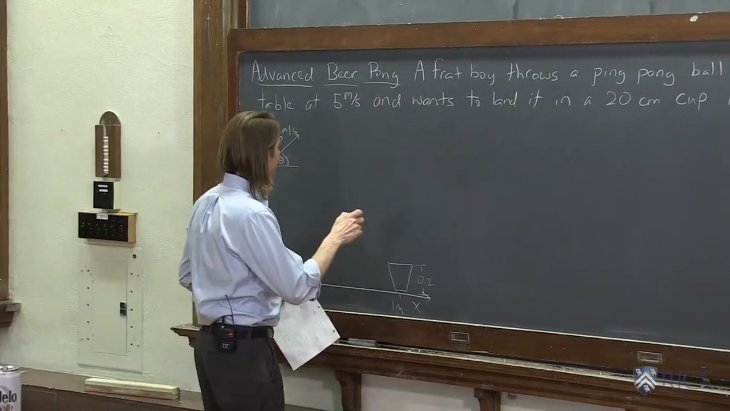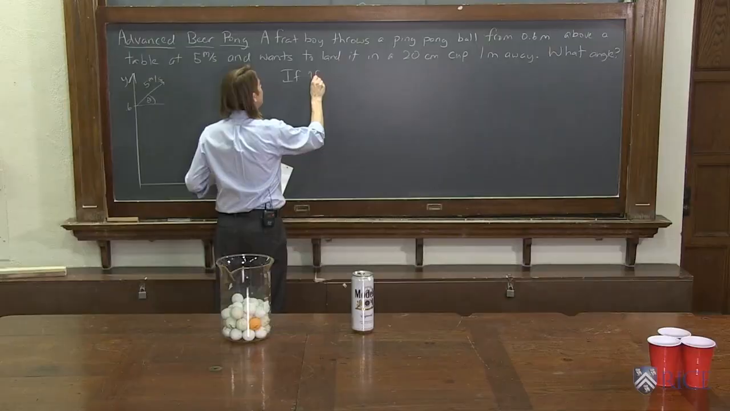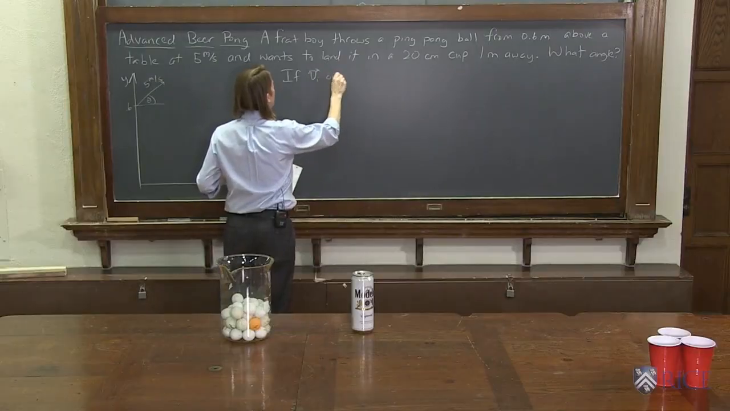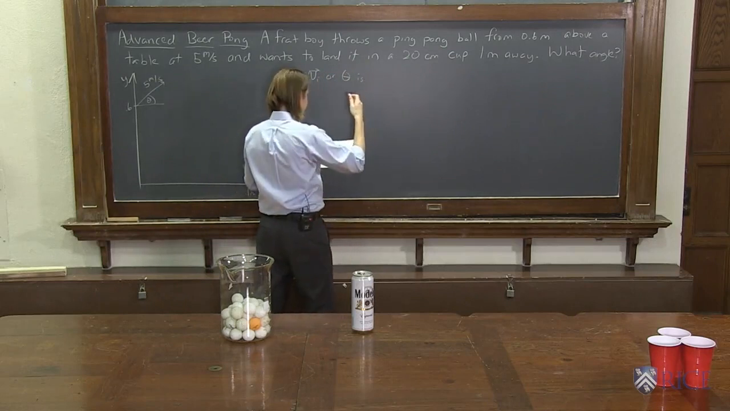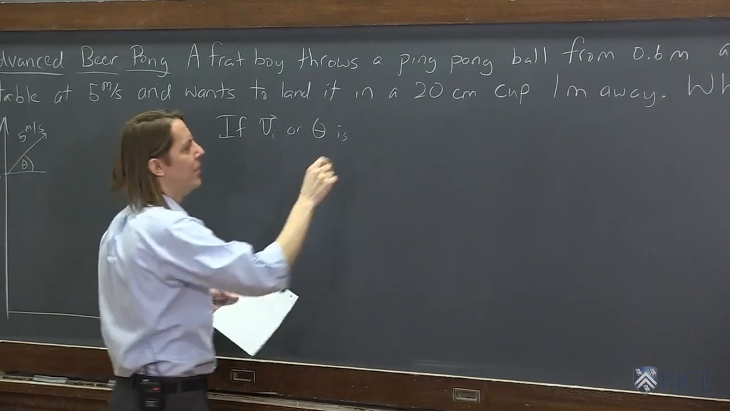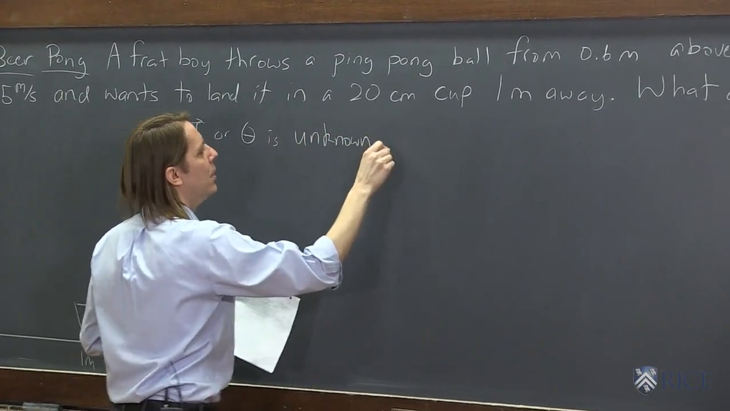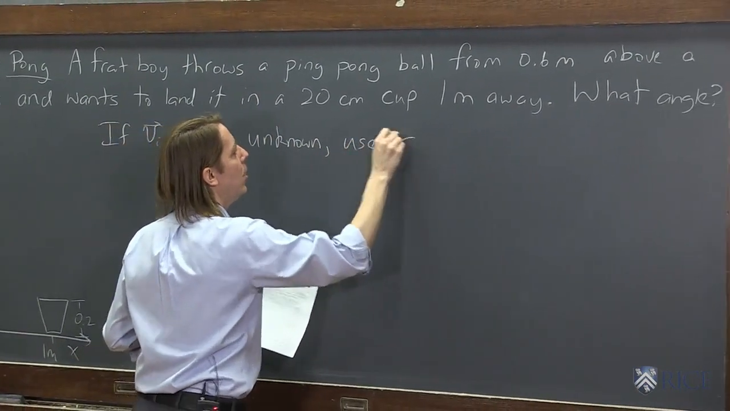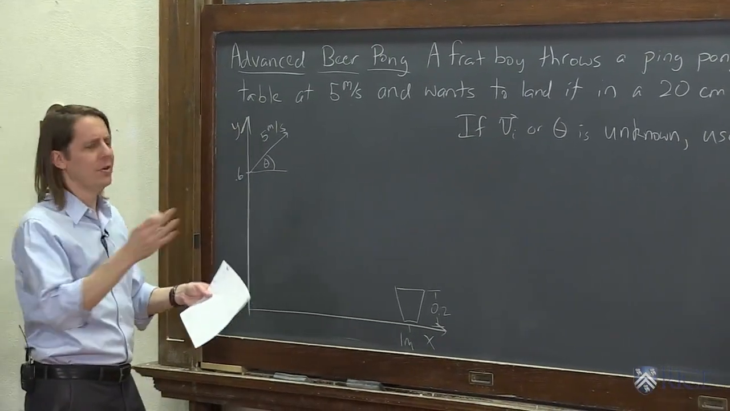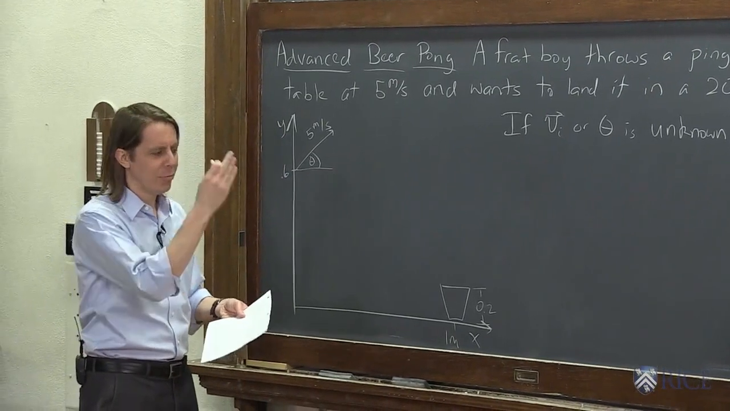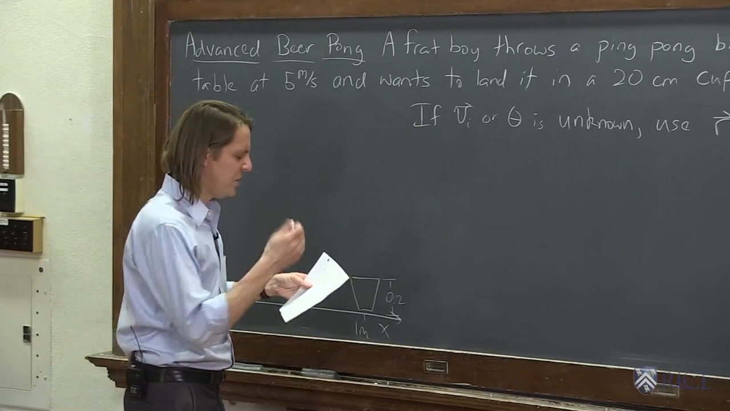So here is my advice to you. If vi or theta is left variable, is unknown, use R. So in beginner's beer pong, I said this is a case where you don't want to just write out the R vector. You want to just kind of solve it by breaking it in half. But when these are unknown, R. Okay? So we'll do it the proper way.